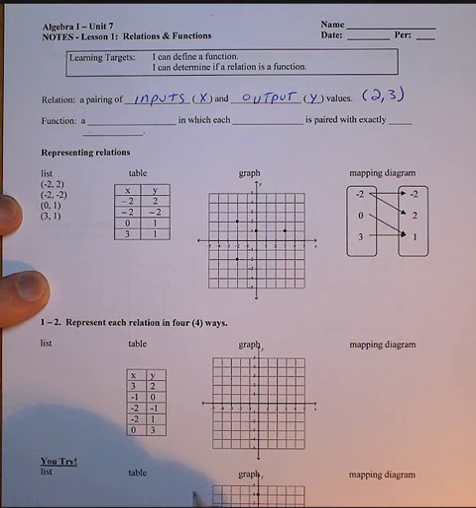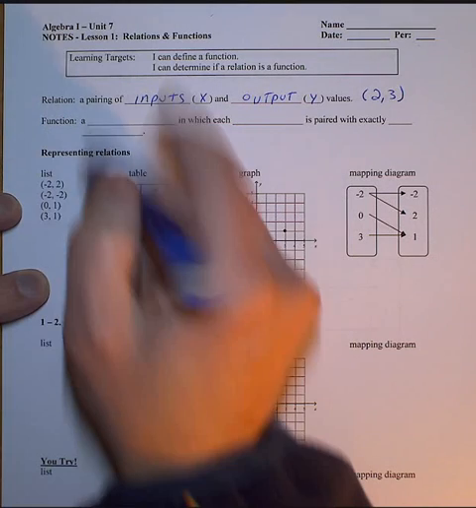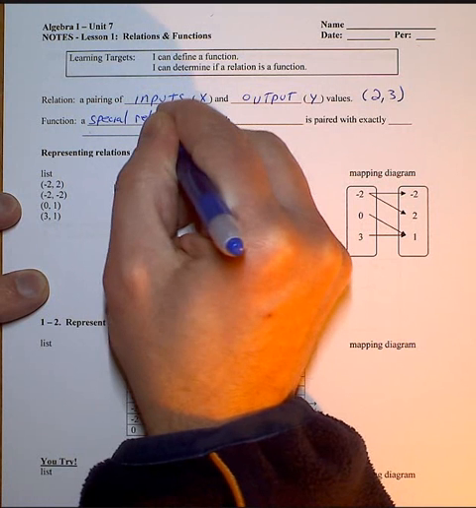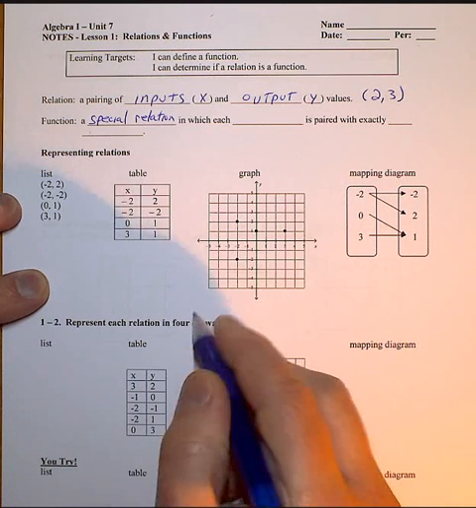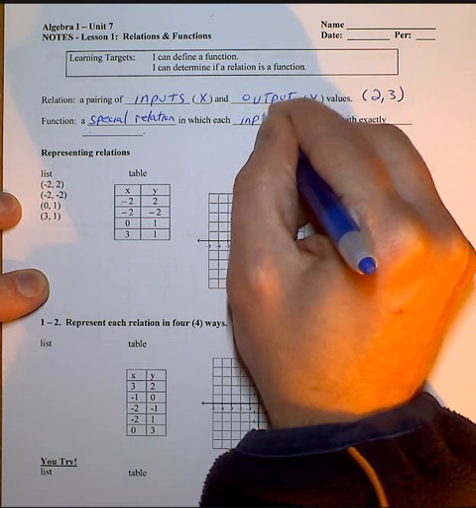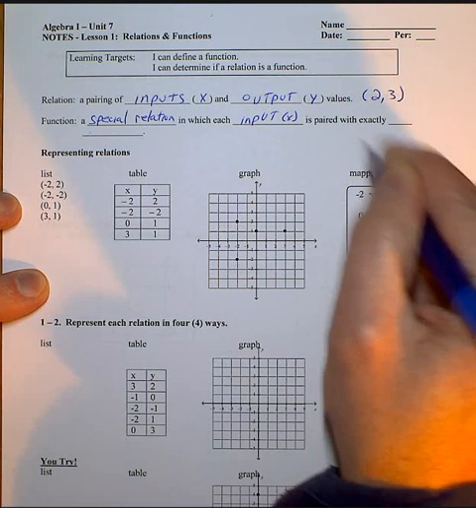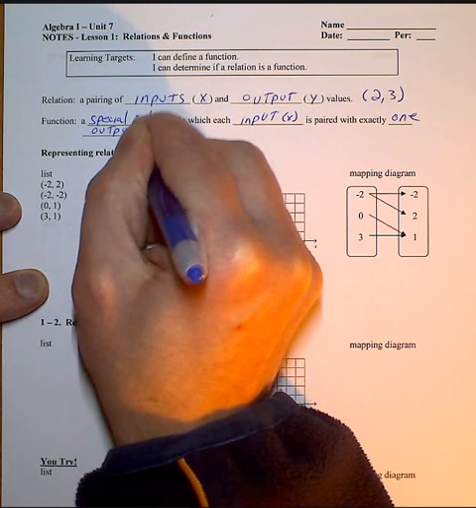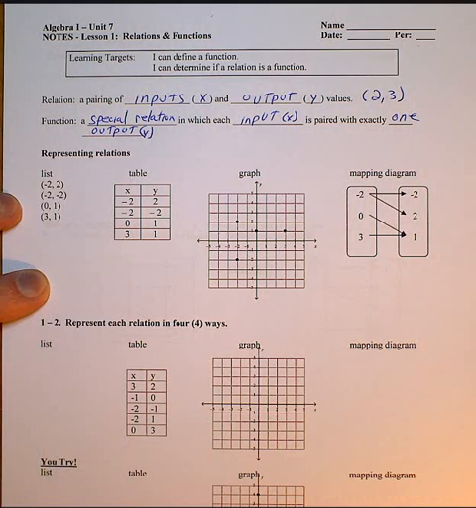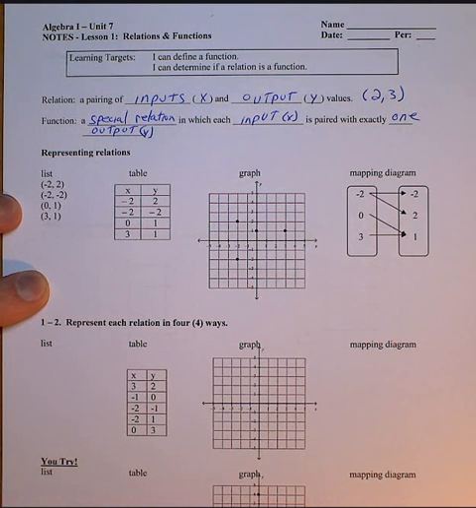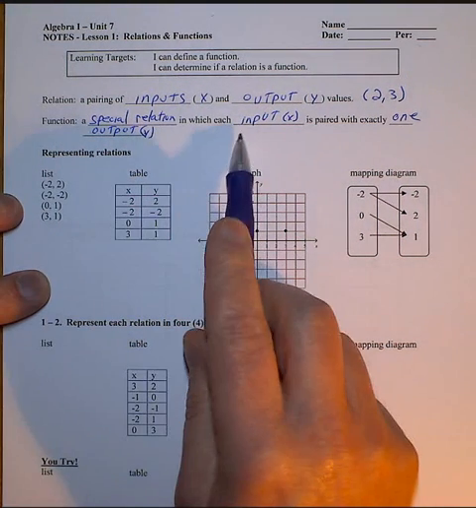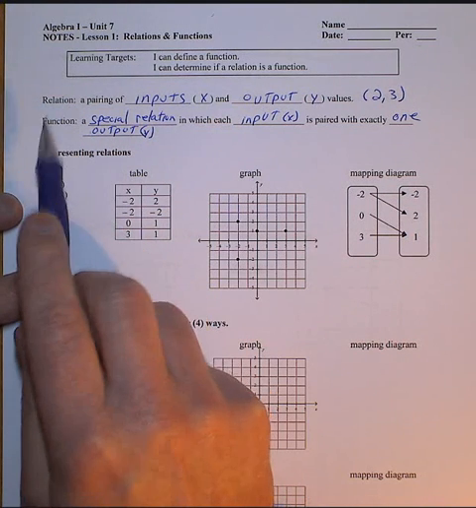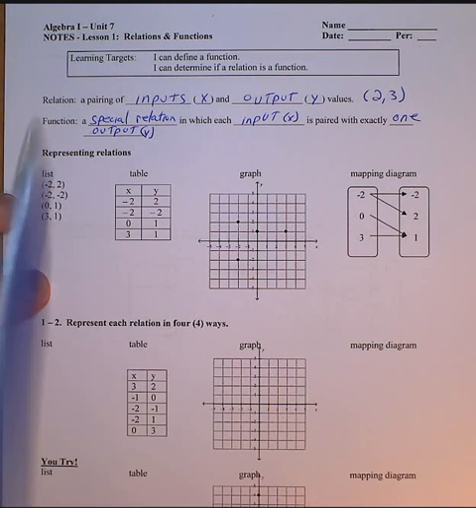But now a function is a special type of relation in which each input, so x value, is paired with exactly one output, or y value. So a function is a special relation in which each input is paired with exactly one output. All functions are relations. All relations are not functions. So keep that in mind.